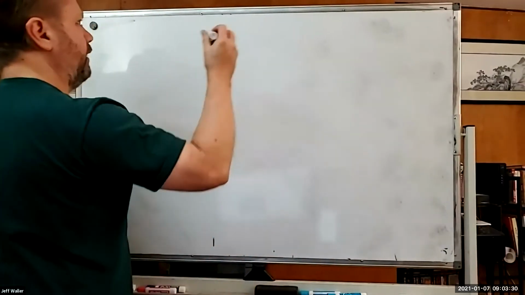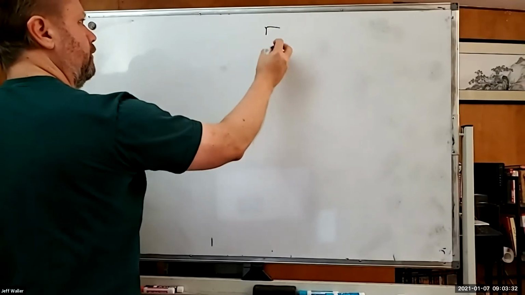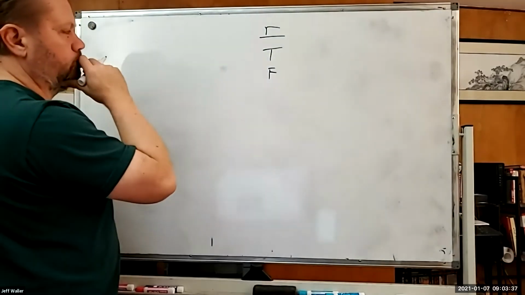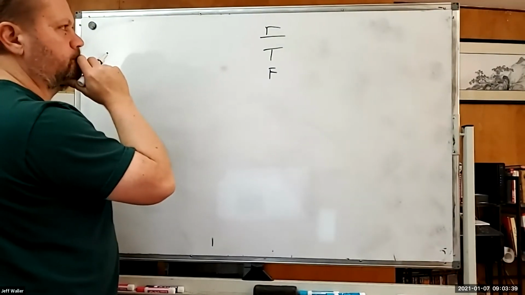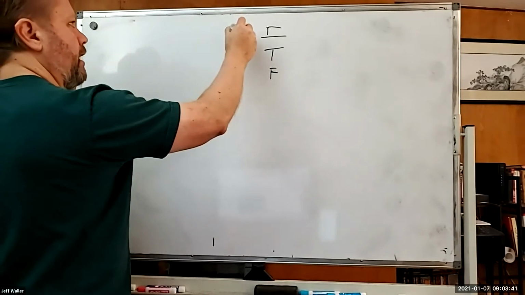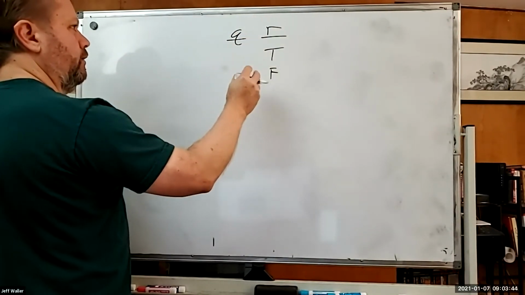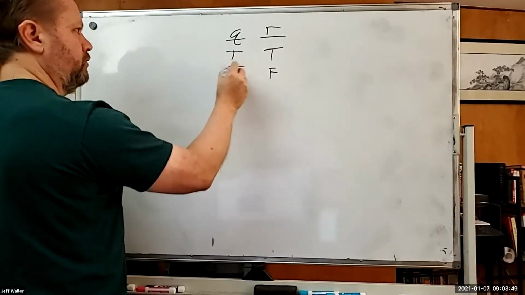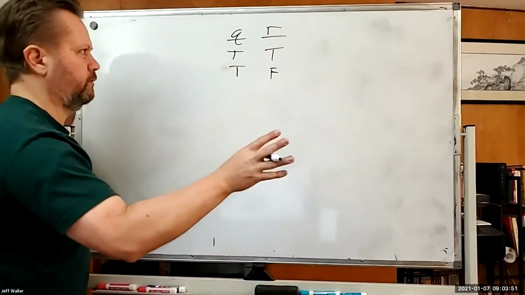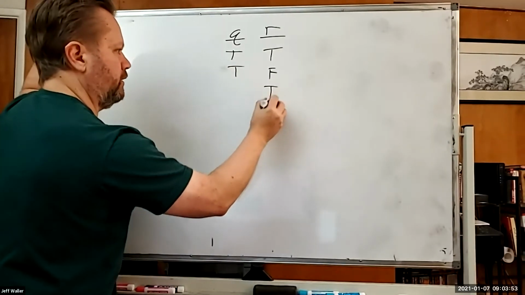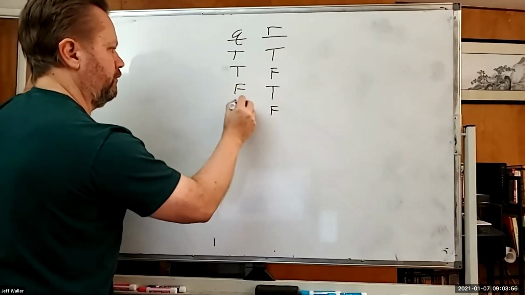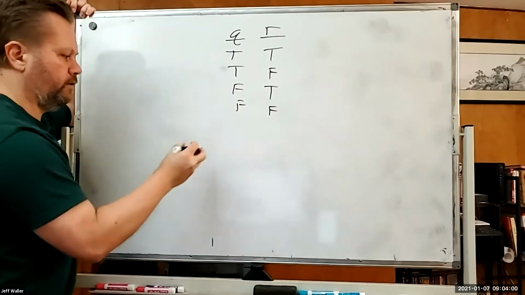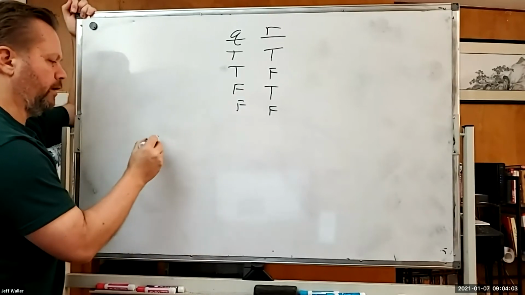So if I have one letter, it could either be true or false, right? If I add another letter, if R is true, this could be true. If R is false, this could be true. Stay with me. Or of course, if R is true or false, this could be false or false. Okay.